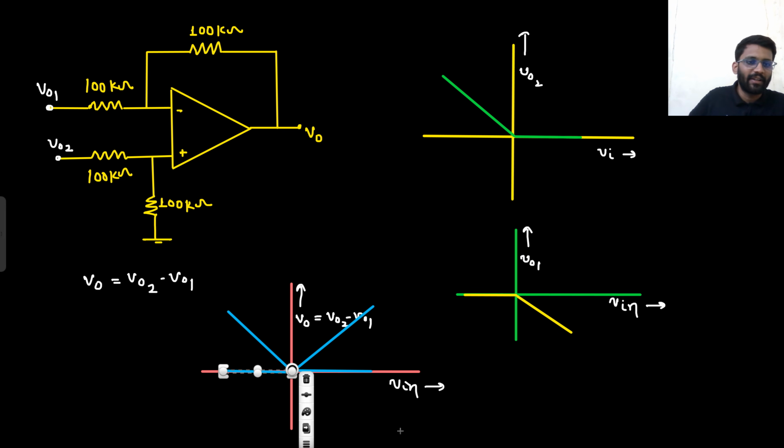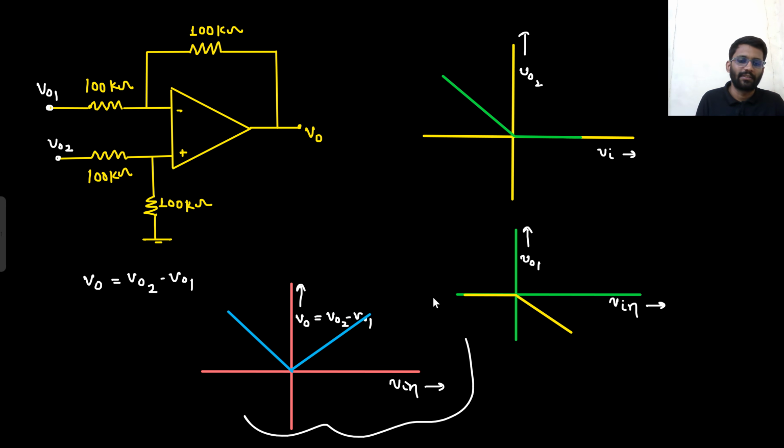But these zeros I will not make. Why so? Because 0 plus some value will be 0 only. So these zeros you can remove. So did you understand this point? I should make a better graph. Arey yaar. So I just made this graph. Did you understand this point or not? So this is the final transfer characteristics.